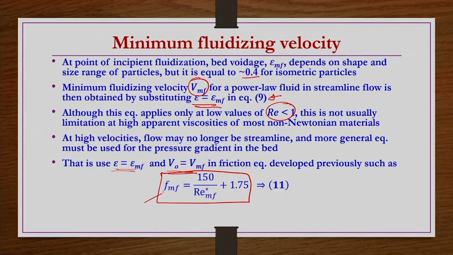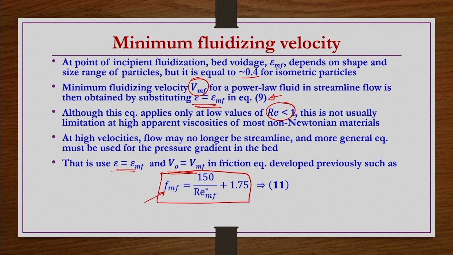Now, in this equation Fmf is related to minus delta P by L. Minus delta P by L we know is (rho s minus rho) times (1 minus epsilon) g from the fluidized conditions, so that we can substitute here. Re mf is having Vmf, and Fmf is also having Vmf values. So, solving these equations becomes very difficult.